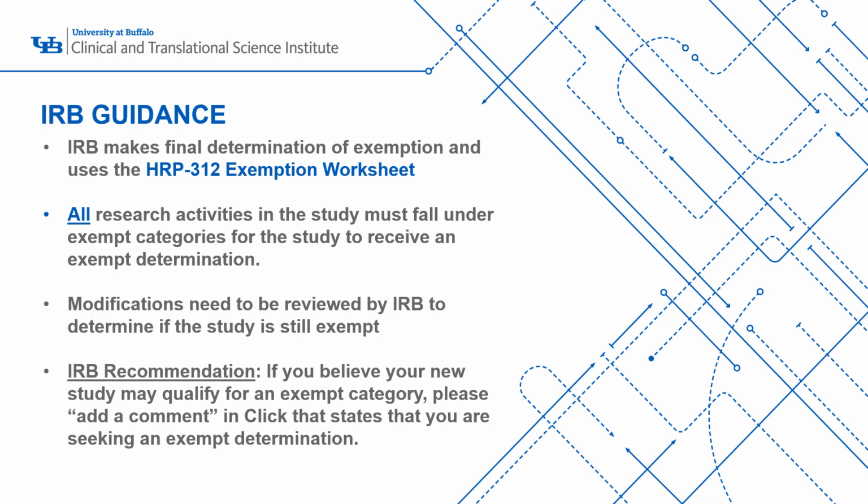It is important to know that all research activities in a study must fall under an exempt category for the study to receive an exempt determination. For example, if your study procedures are mostly exempt, but there is one research procedure that would bump your study up to an expedited category, then we cannot review your study as exempt.